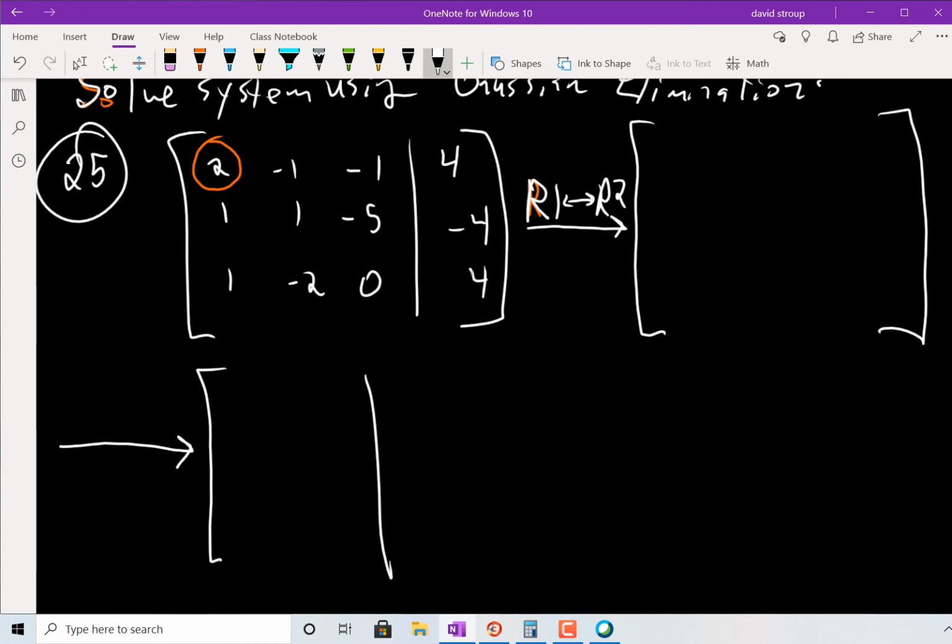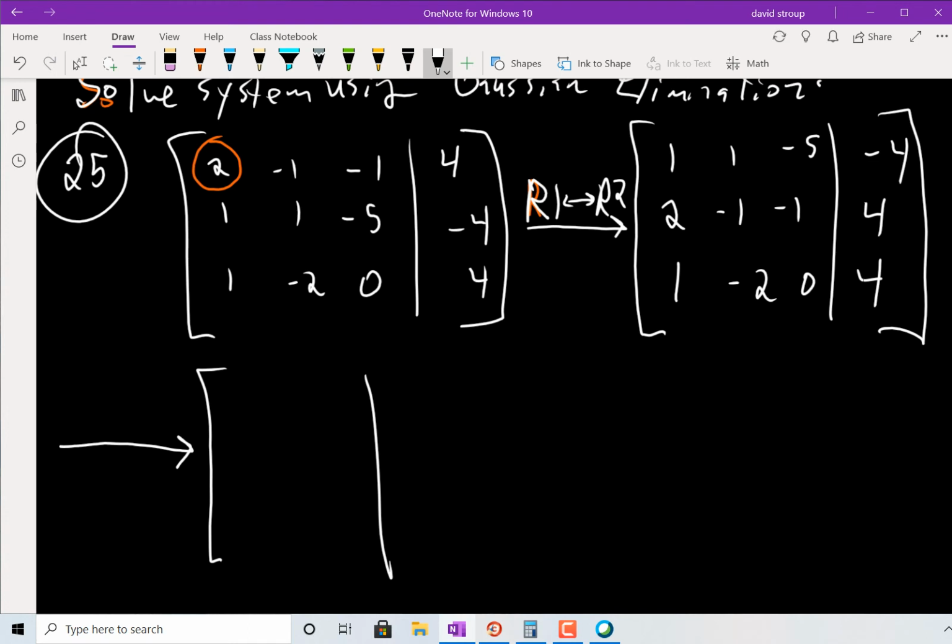Okay, so first swap. Still, we have to get a 1 in that first position. So 1, 1, negative 5, negative 4, then 2, negative 1, negative 1, 4, and I didn't do anything to the third row.